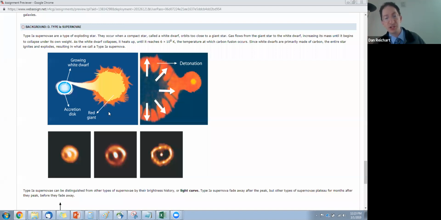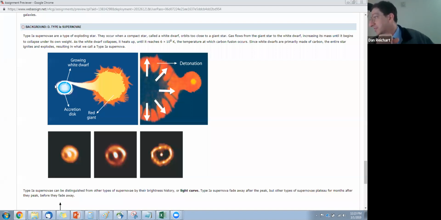You have 2 stars in close proximity. Again, I know you know this. I'm just giving example background for the presentation. One star is more massive. It goes through its evolution first, becomes a white dwarf. The second star is lower mass. It later on goes through its evolution, becomes a giant. If they're in close proximity, you get mass transfer onto the white dwarf.